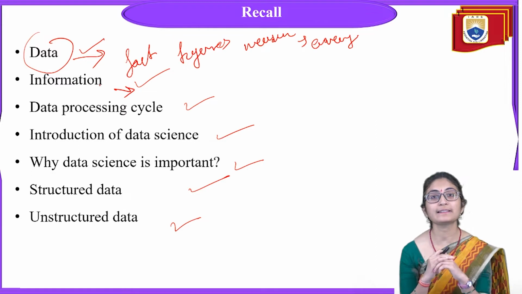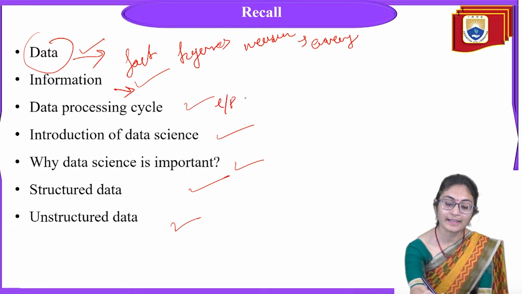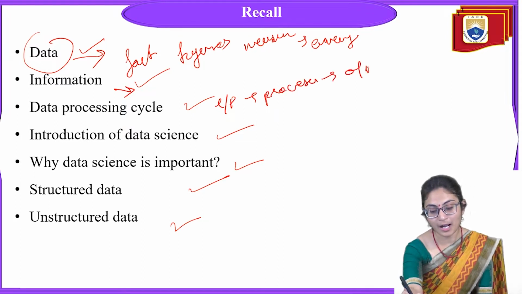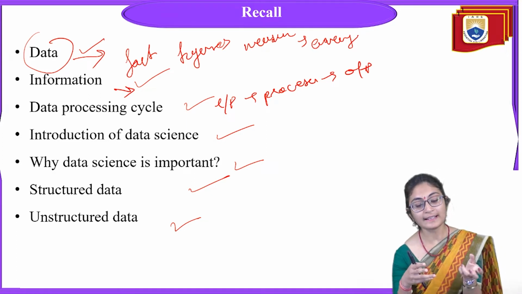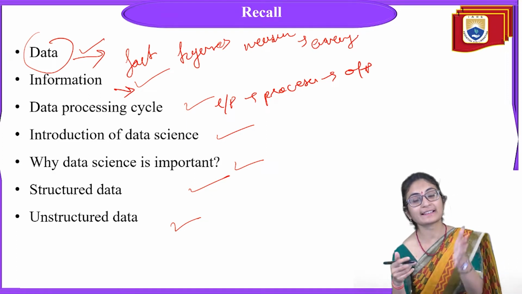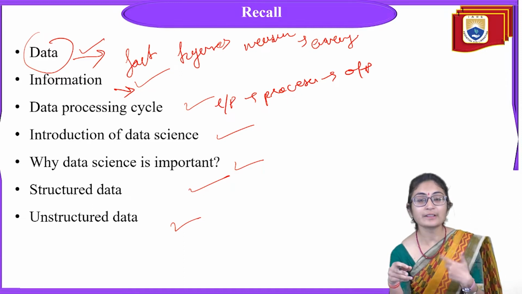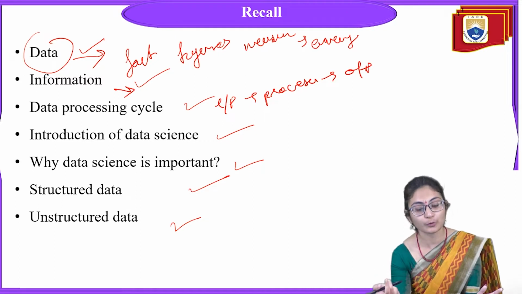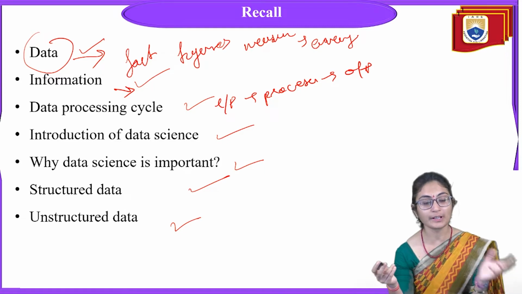Then the data processing cycle consists of three phases: input, then processing, and output. In input, we have to give the instruction. Then that instruction should be accepted by the system. After accepting, there will be some processes, and after processing, it will convert into the output. That means you will get the particular result for a particular input.